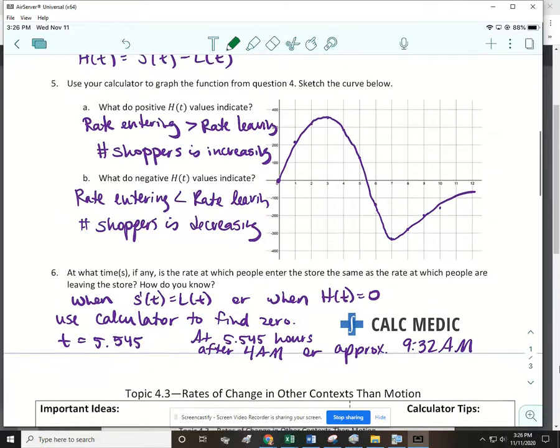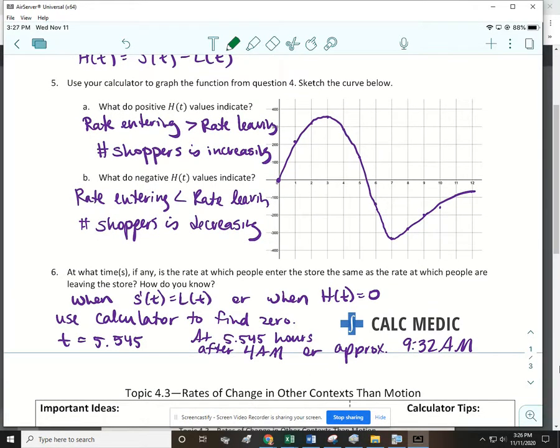All right, so then I used my calculator to get some points. And then a positive value for H is going to mean that the rate entering is greater than the rate leaving, and the number of shoppers is increasing. And the negative is going to be the opposite. The rate entering is less than the rate leaving, and the number of shoppers is decreasing.